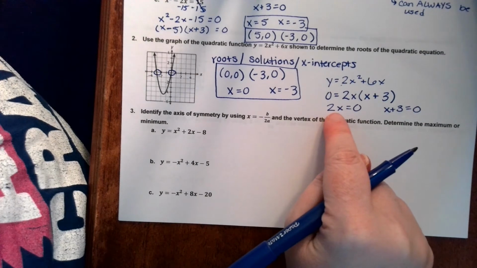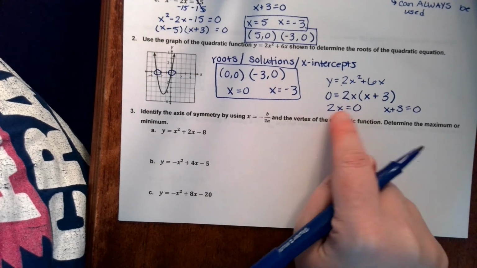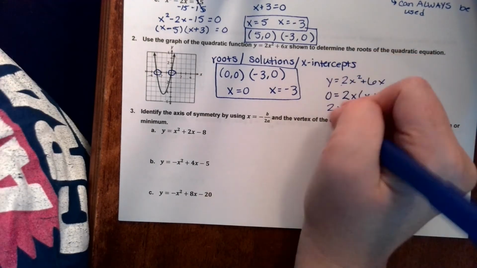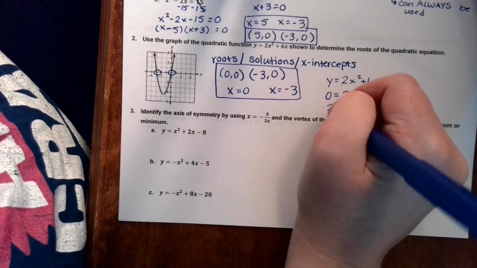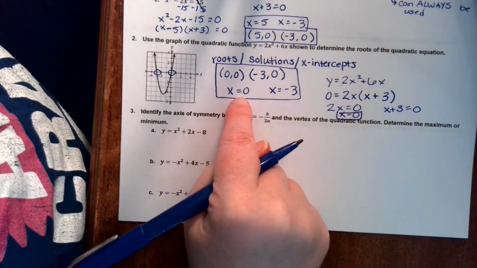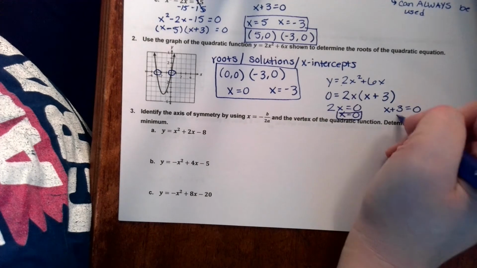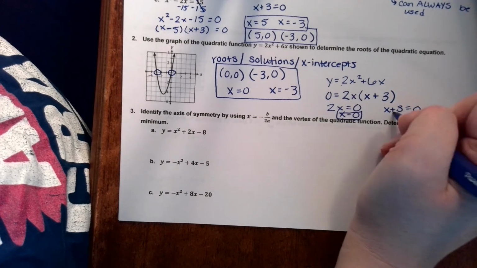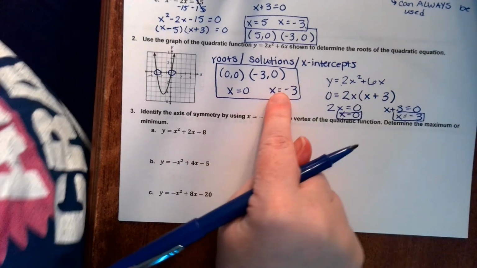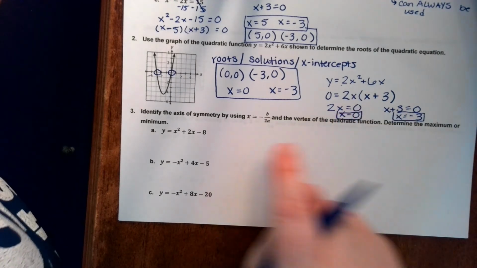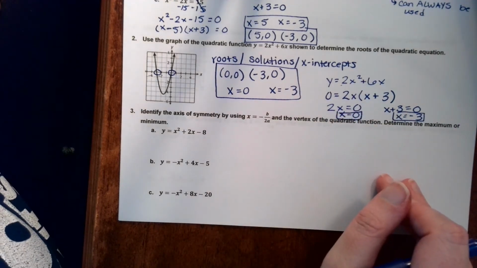Okay, so to get x by itself, I'd divide by 2. 0 divided by 2 is 0. So here I would get x equals 0, which is what I got here. Subtract 3 from each side, and you get x equals -3, which is what I got here. So that's just a good way to double check. You don't have to do that.